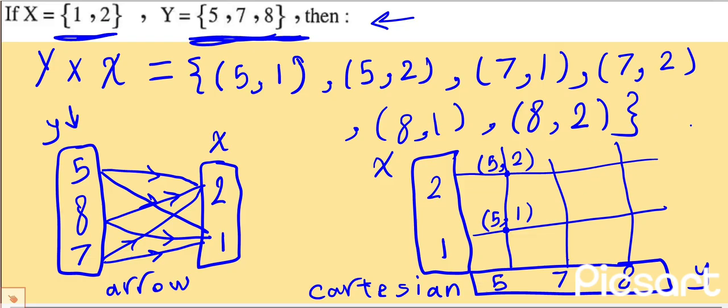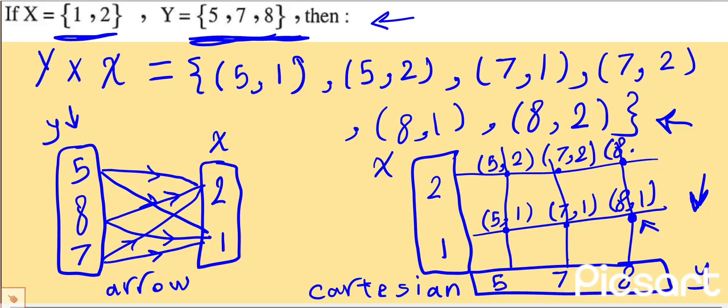I told you that you did a great job and you didn't get confused, and then you got confused here. Go ahead. This point, okay, just thinking. This is 7 and 1. 7 and 1. This point 7 and 2. 7 and 2. This point 8 and 1. 8 and 1. This 8 and 2. 8 and 2.